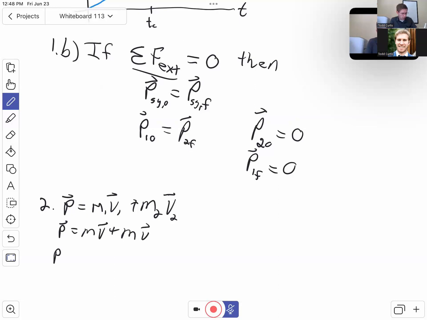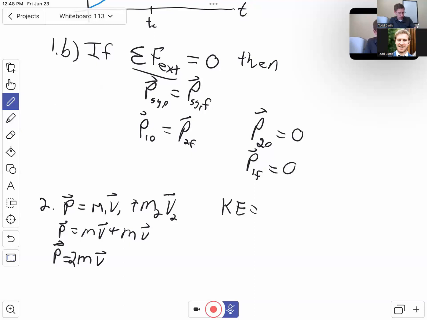And so our momentum would just be mass times velocity times 2, because we have two different balls. Similarly, we're asked to do the same thing for kinetic energy.